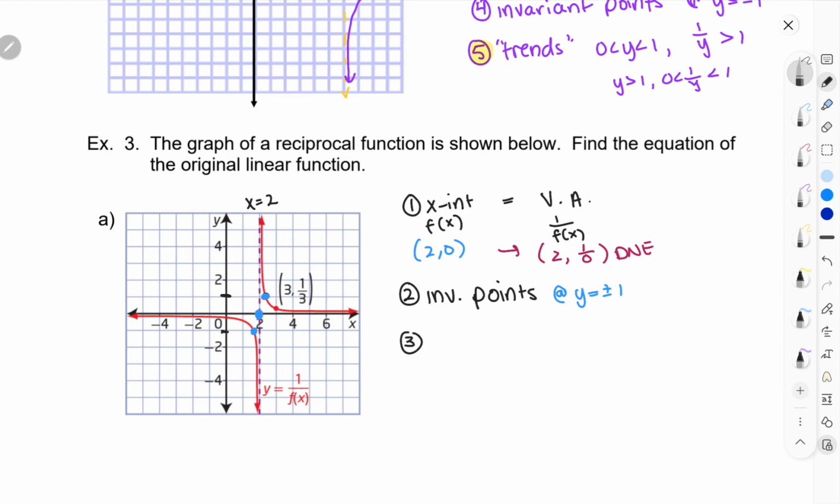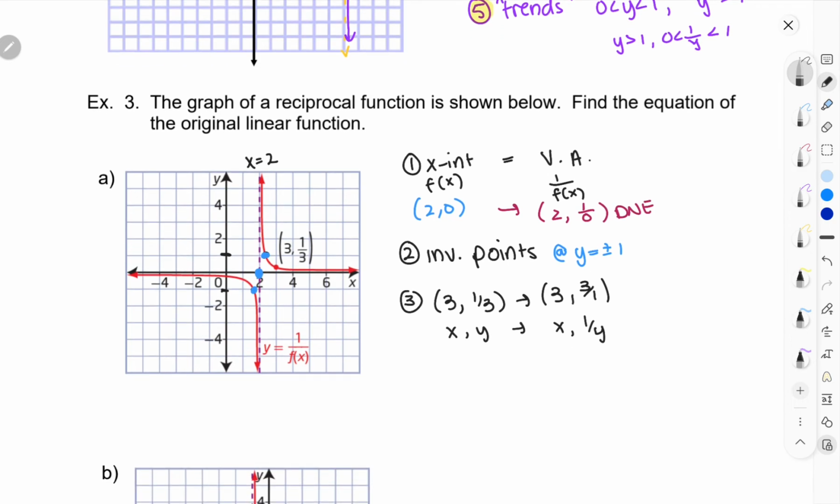And then the last thing is they give me a nice coordinate here. They have (3, 1/3). And that's the idea that I'm taking some x, y and turning it into x, 1 over y. So the point on my reciprocal graph, or my original graph, again, reciprocals go both ways, that 1/3 flips to become a 3 over 1, right? Or just a 3. So 3 over 1, if you're not sure where that came from. So I can plot that point, again, on my new graph. I can find the point (3, 3).